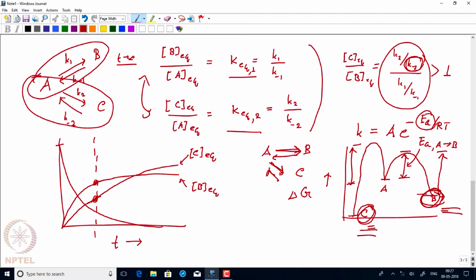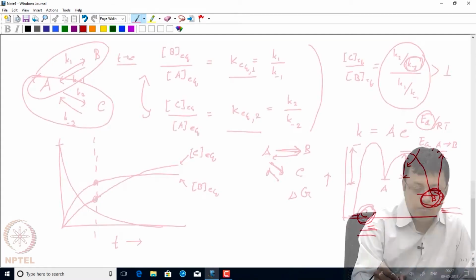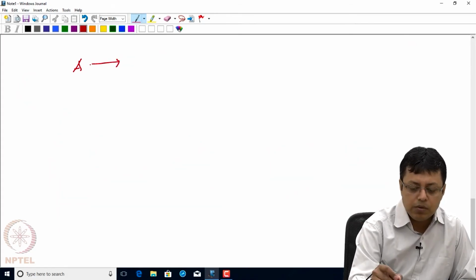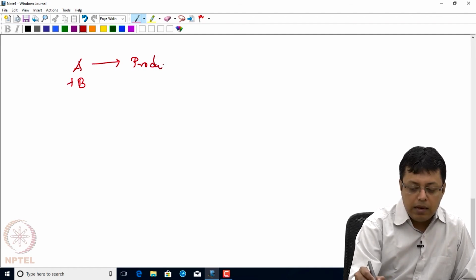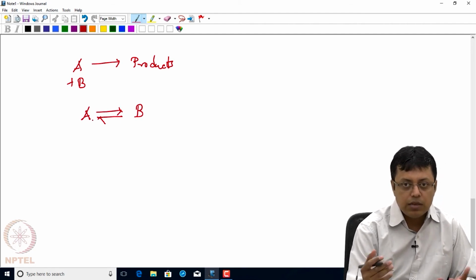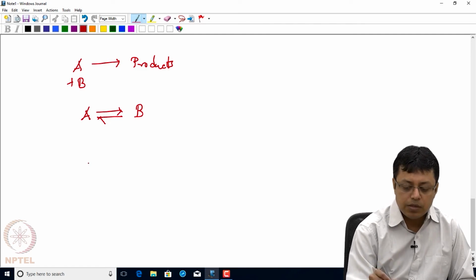There are 4 rate constants, and so let me summarize this part. So far, whatever we explained was the irreversible reaction, A plus B going to product, something like that. And then we said, okay, instead of irreversibility, what happens if we include reversibility of the reactions, and we saw how the ratios reach the equilibrium concentrations.